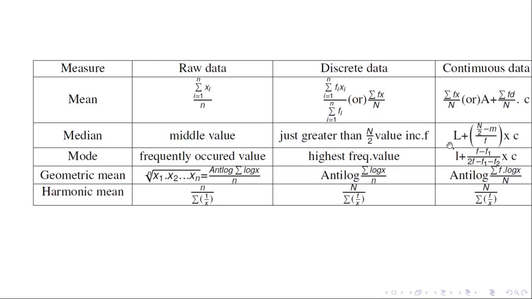Here L is the lower limit of the median class, n is total frequency, m is cumulative frequency up to median class, f is the frequency of median class, and c is the class interval of median class.